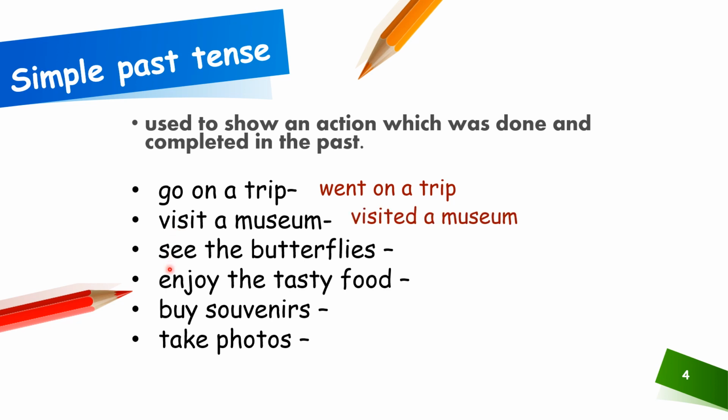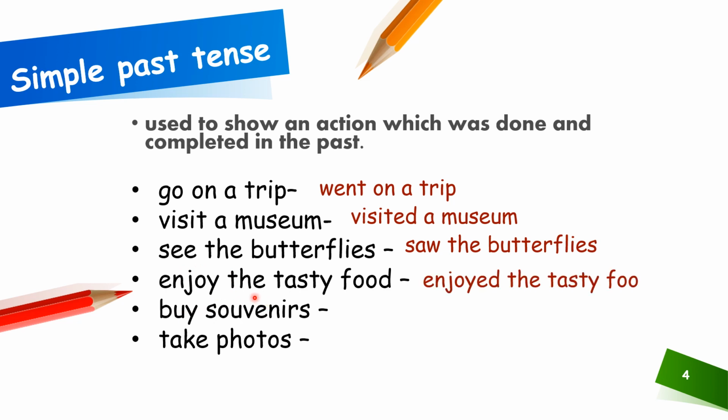If you go to a butterfly park, you see the butterflies, right? So, when I went on the trip, I saw the butterflies. Okay, usually when we go on a trip, we do eat some delicious food, isn't it? Right? So, we enjoy the tasty food. Okay, when we change this into the past tense, it becomes enjoyed the tasty food.